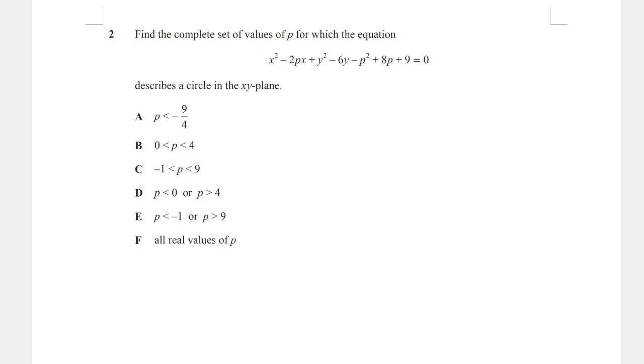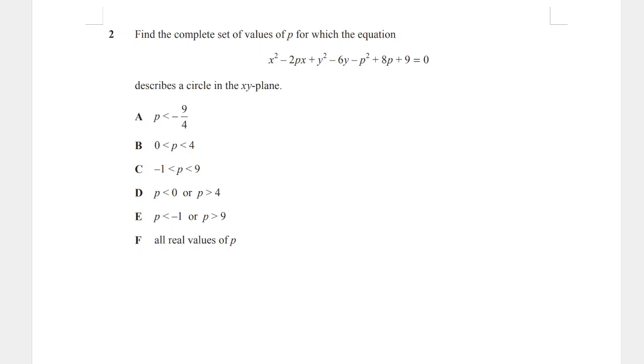Okay, question 2. Find a complete set of values of p for which the equation x squared minus 2px plus y squared minus 6y blah blah describes a circle in the xy plane. Okay, so what are some conditions for an equation to describe a circle in the xy plane?